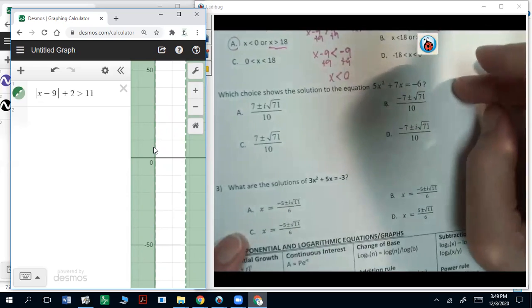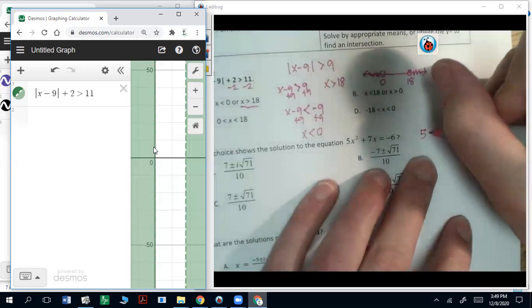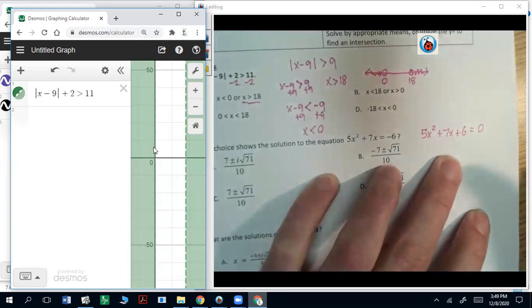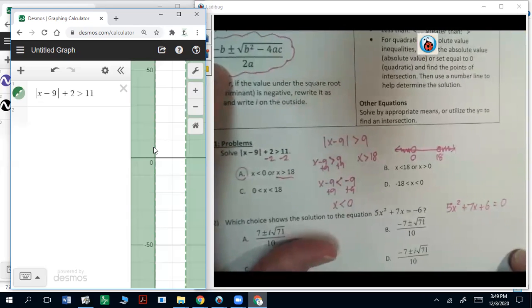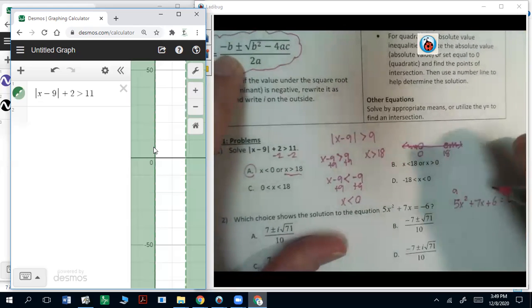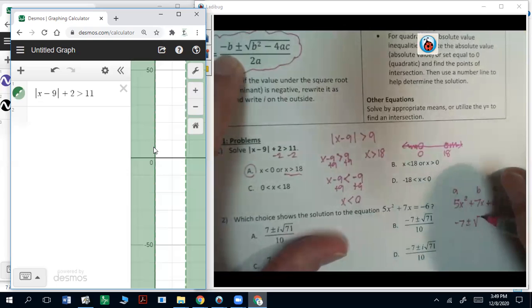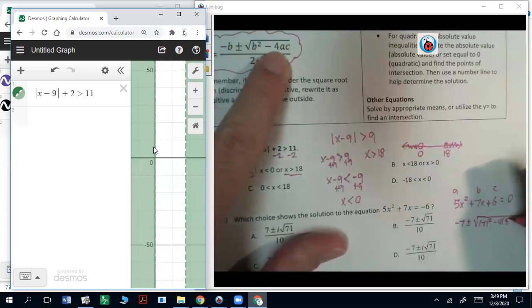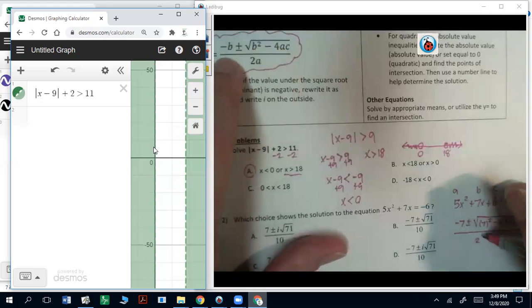All right, here is a quadratic equation. Let's just go ahead and review the quadratic formula in case you ever need it. First, get everything equal to 0. Second, plug in to the formula. So opposite of B, A is 5, B is 7, C is 6. So we say -7 plus or minus the square root of B squared, so 7 squared, minus 4 times 5 times 6, all divided by 2A, so 2 times 5.